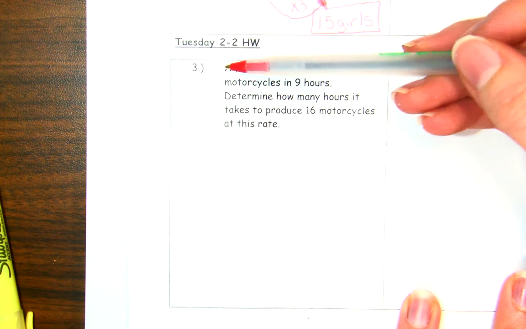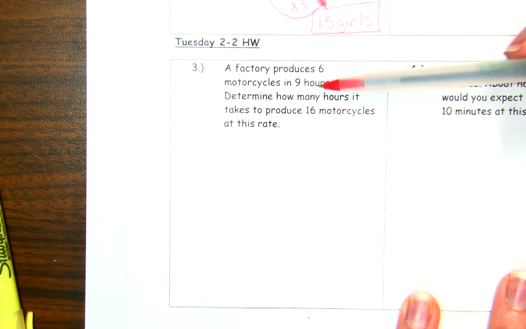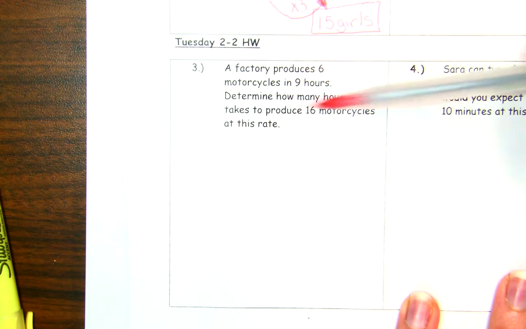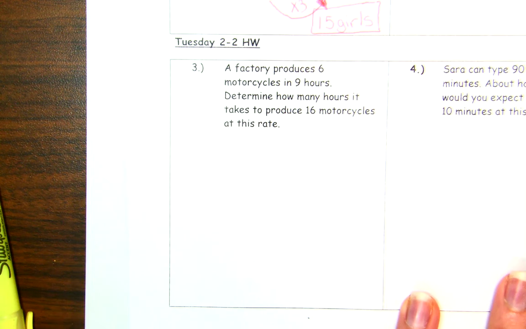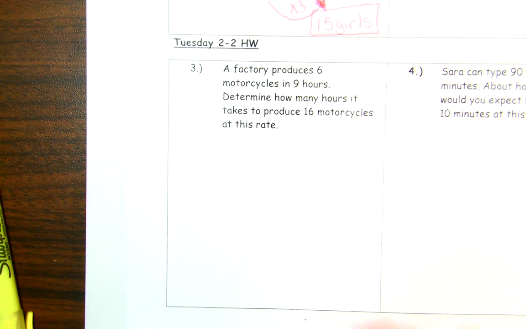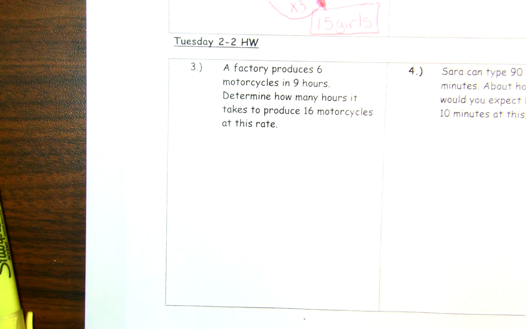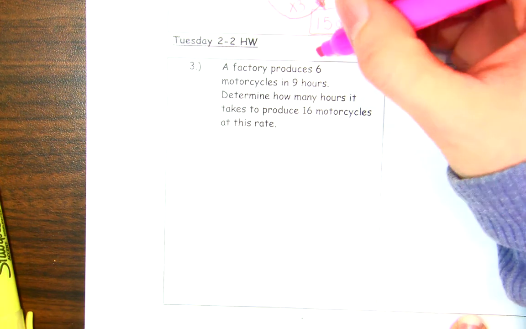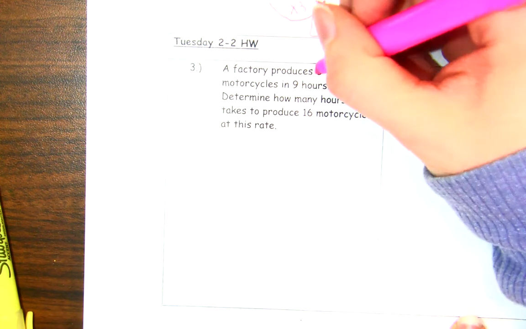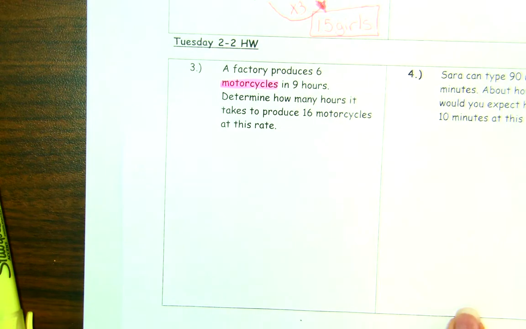All right, it says a factory produces 6 motorcycles in 9 hours. Determine how many hours it takes to produce 16 motorcycles at this rate. So again, I'm going to try to pick different colors for motorcycles and hours, because anytime I have a ratio or rate, or I'm setting up a proportion, I am comparing at least 2 things. So in this problem, I'm comparing the motorcycles to the hours.